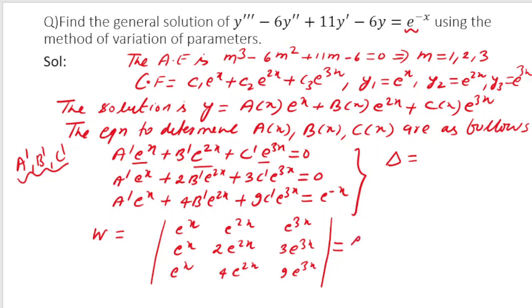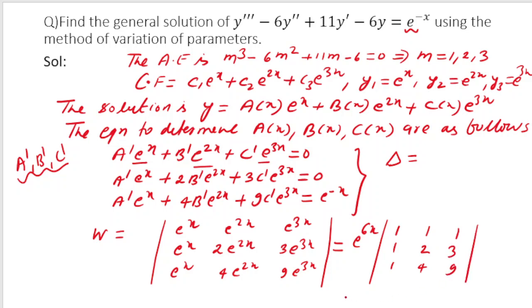So from the first column you can take e to the power x common, from the second column e to the power 2x common, and from the third column e to the power 3x common. So e to the power x into e to the power 2x into e to the power 3x will become e to the power 6x. I hope you know that from a determinant we can take the common factor from the first column, second column, and third column. So what I will get is 1 1 1, 1 2 4, and 1 3 9.